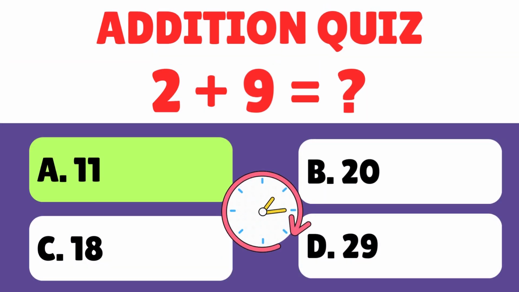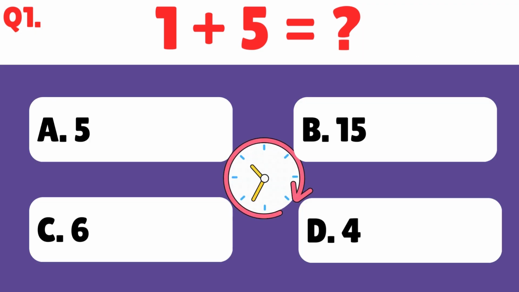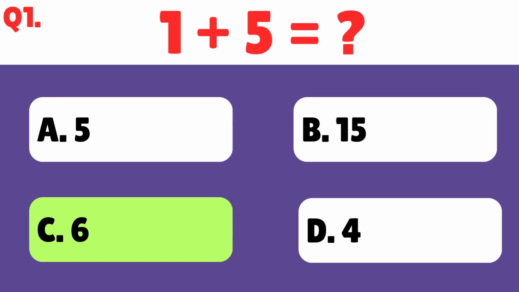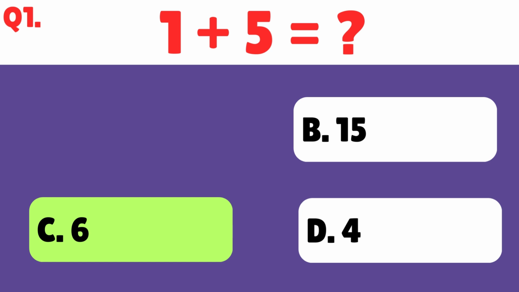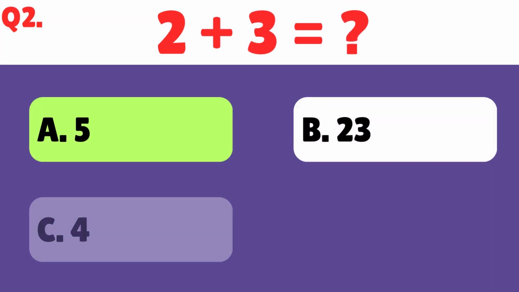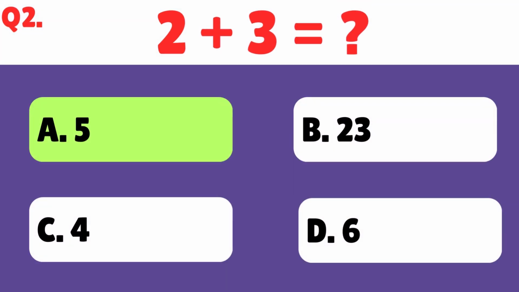Addition quiz. What is 1 plus 5? 1 plus 5 is 6. 2 plus 3 is 2 plus 3 is 5.